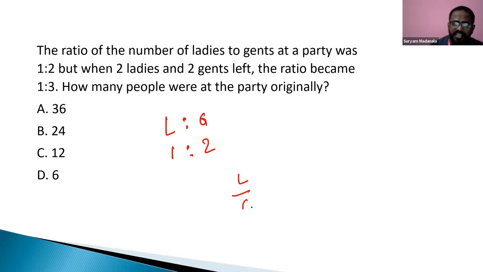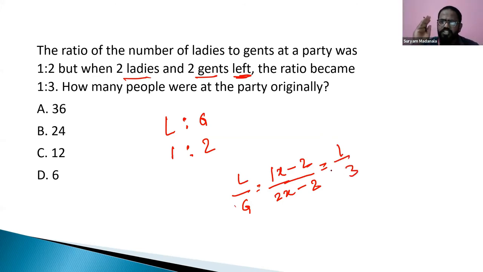Now, ladies to the gents, I can write it in this way, L by G, 1x by 2x. I told you, if you multiply something in this, you multiply the same thing. Now, I remove 2 from above, I remove 2 from below. That is what they have told us. 2 ladies and 2 gents left. Now the ratio becomes 1:3. I didn't do anything. I just plotted out an expression to what is given to us. And you finally get your answer.